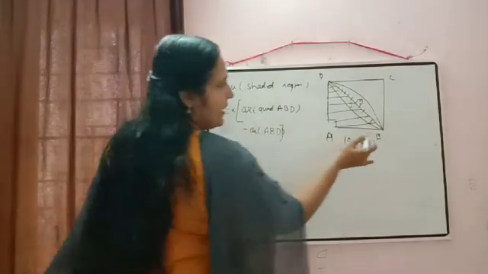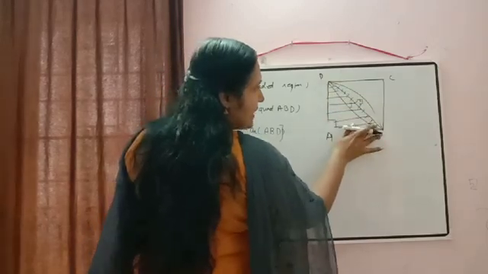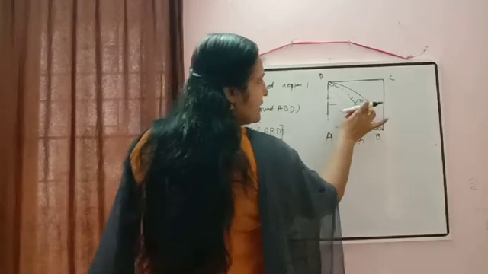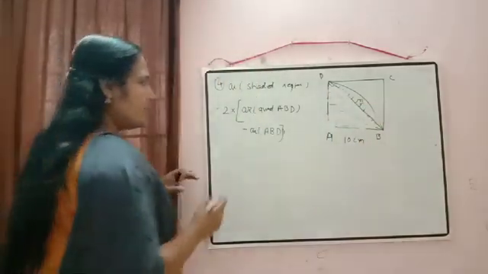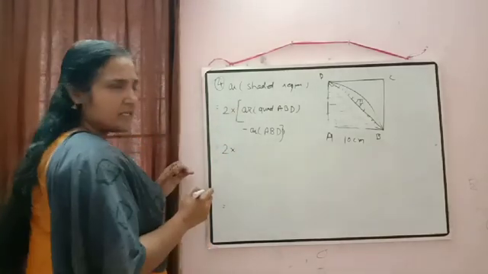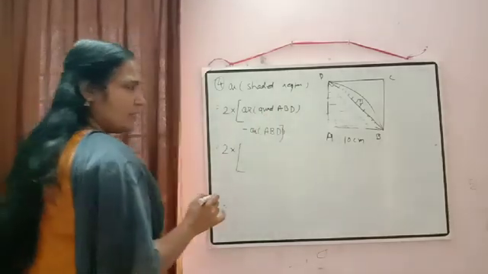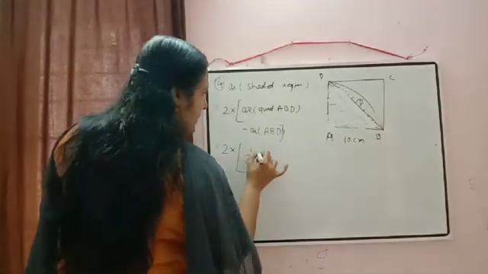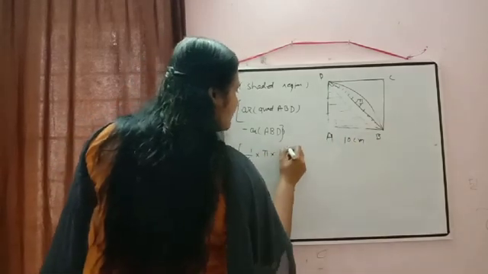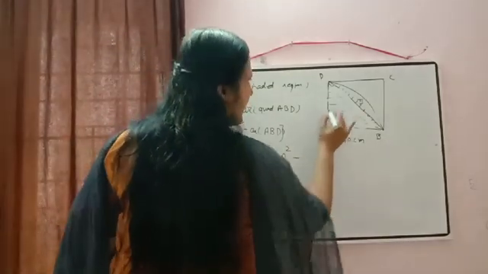Clear? Area of quadrant ABD means till here the total area. From that, if I subtract the area of the triangle, then I will get the area of the second region. So if I multiply it by 2, we will get the area of the first region also. 2 into area of quadrant ABD. We know the formula: quadrant means 1 by 4 into pi into r square. What is the radius there? 10. So 10 square. Minus area of triangle ABD.